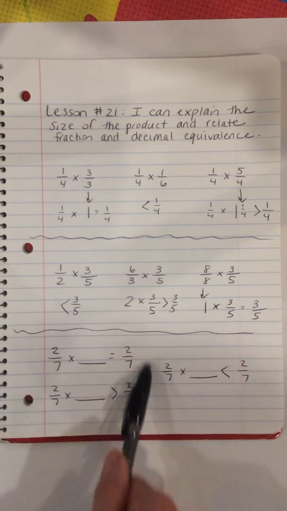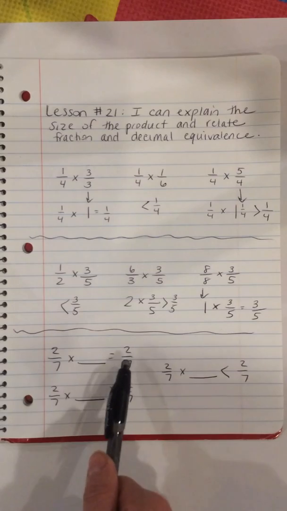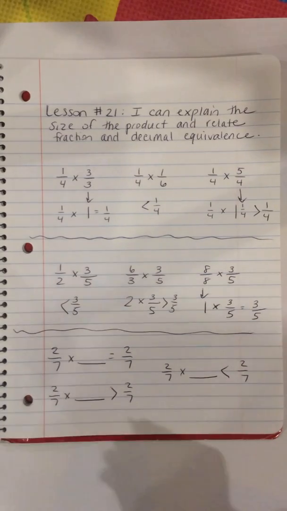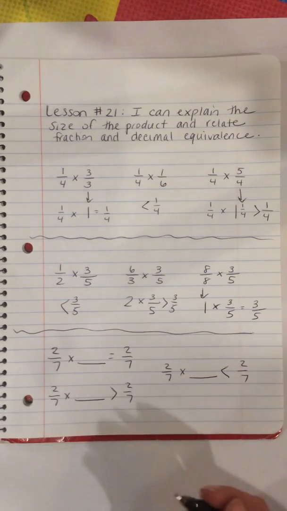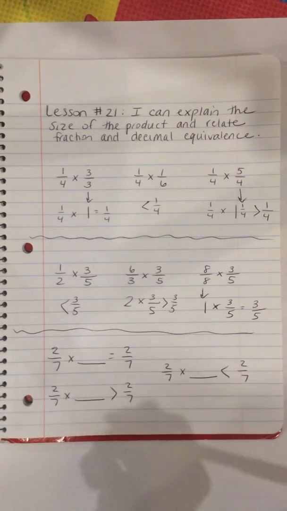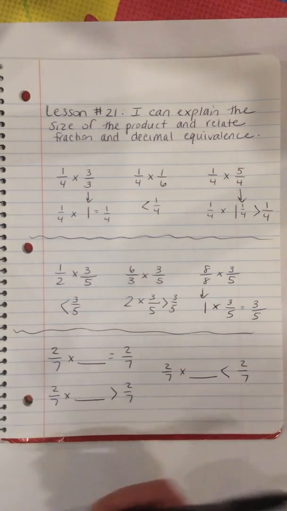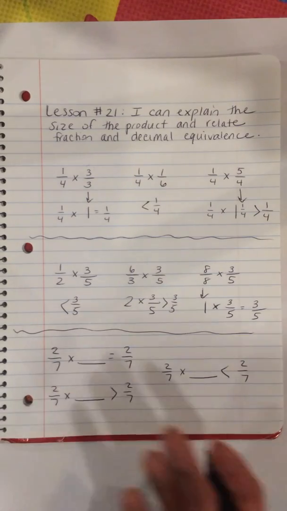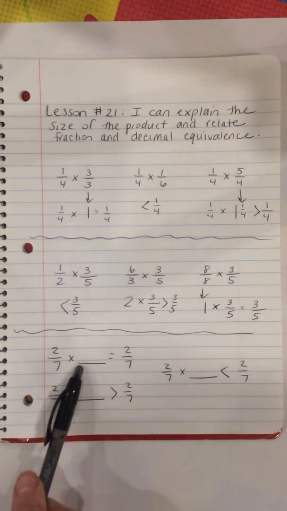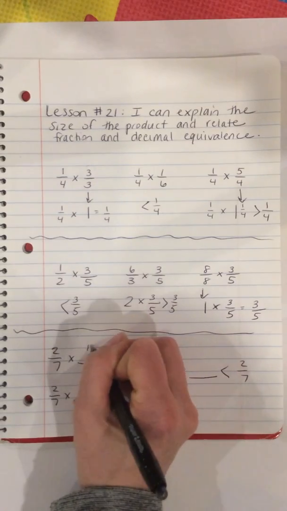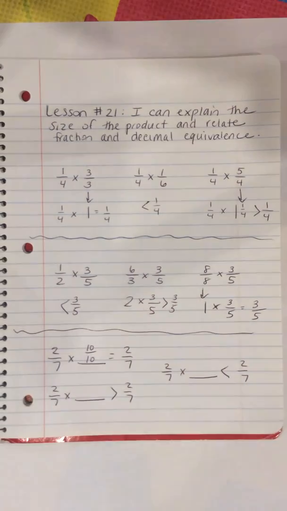So I always find this one to be the easiest. 2/7 times something that would give you exactly 2/7 is any fraction that would equal 1. 1/1, 2/2, 3/3, 4/4, 5/5, 6/6, 7/7, 8/8, and on to infinity. There's an infinite number of correct answers for this. I can pick 10/10. Anything that will equal a whole.